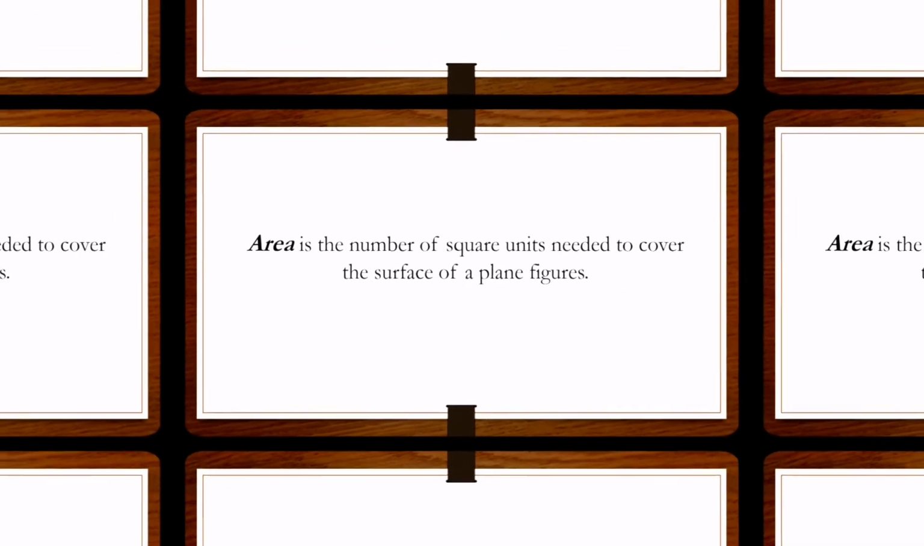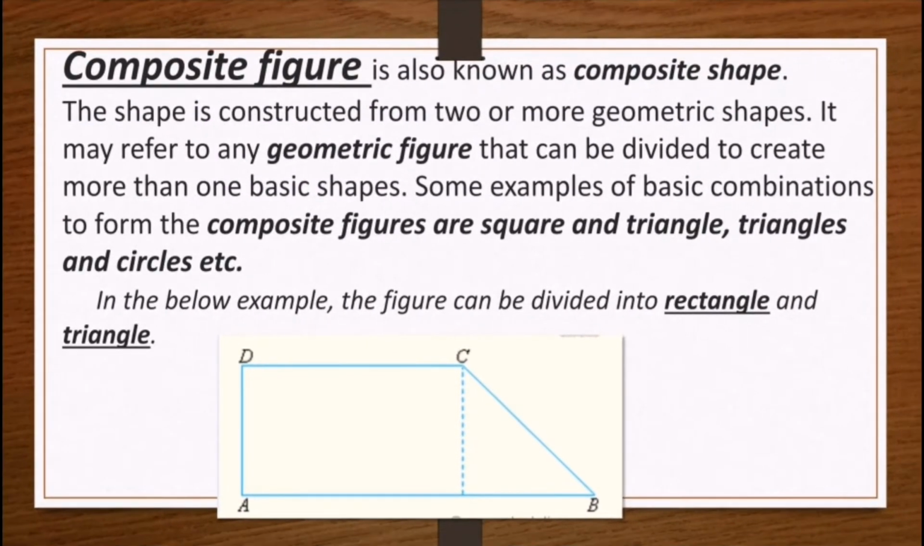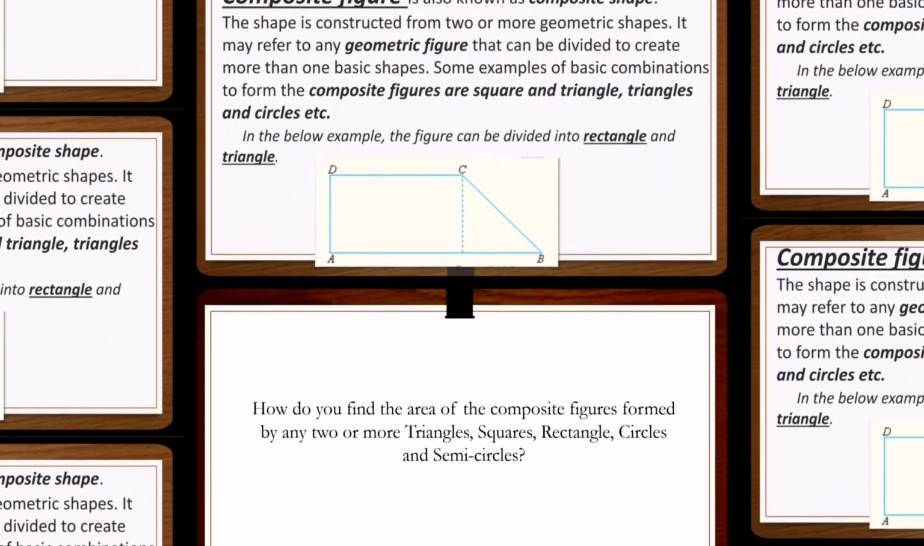And how about a composite figure? A composite figure is also known as a composite shape. The shape is constructed from two or more geometric shapes. It may refer to any geometric figure that can be divided to create more than one basic shape. Some examples of basic combinations to form composite figures are squares and triangles, triangles and circles, etc. In the below example, the figure can be divided into a rectangle and a triangle.